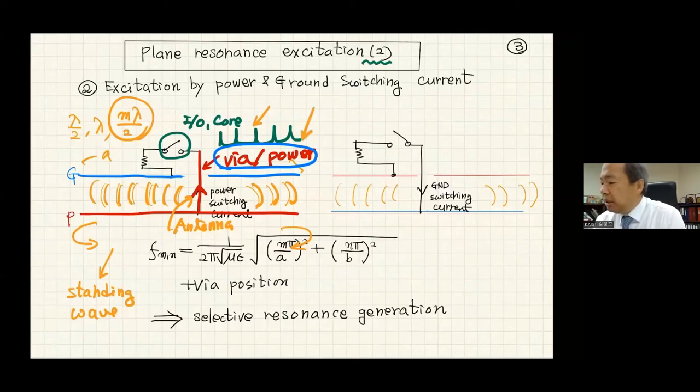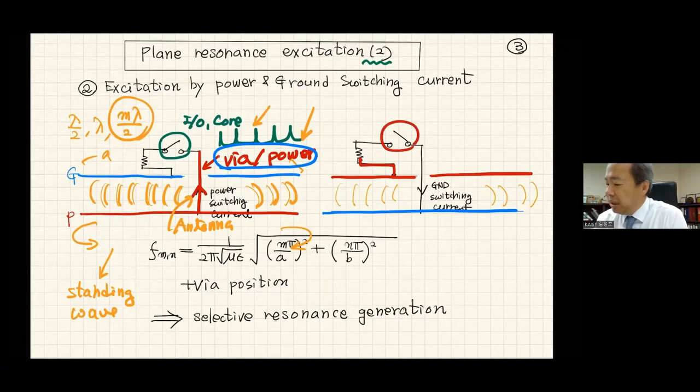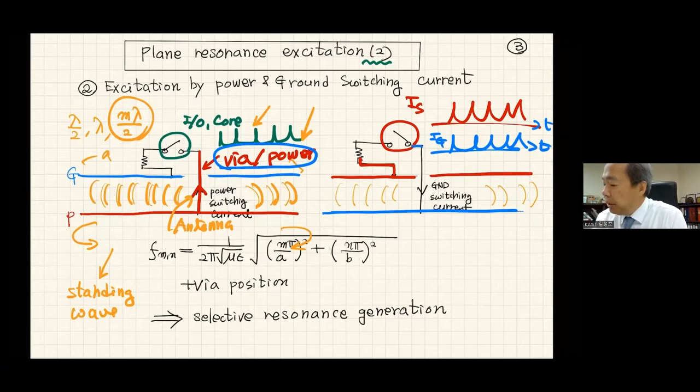Now let's look at the third case. Let's assume that we have the power plane on the top and the ground plane on the bottom, and power is connected to switching devices that have certain current, and of course the return current has certain current, and may have certain time domain forms. In this case, we are assuming this ground is connected to this ground plane, and in this case it is a ground via.